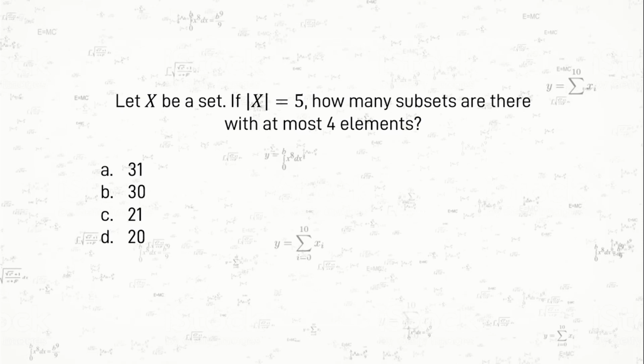Second question. Let X be a set. If the cardinality of X is 5, how many subsets are there with at most 4 elements? A. 31, B. 30, C. 21, D. 20.